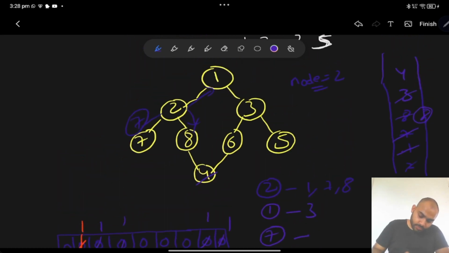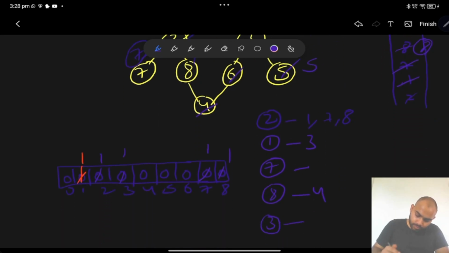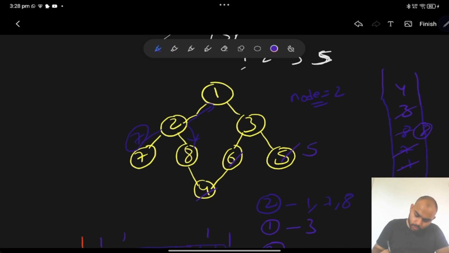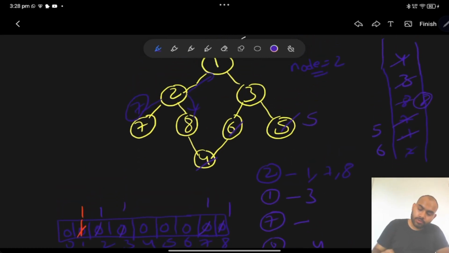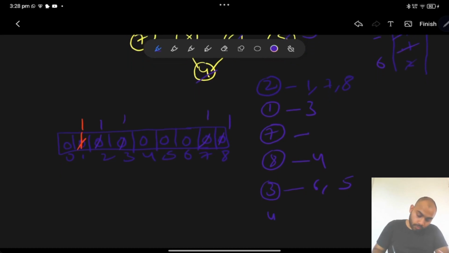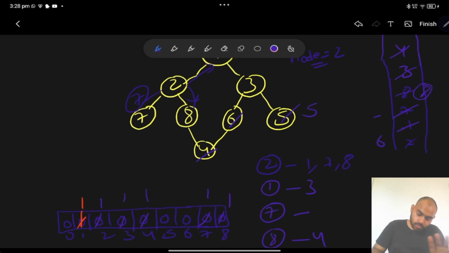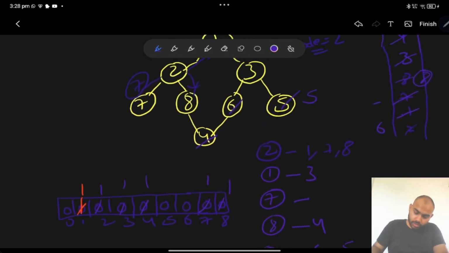What are the neighbors of 3? That is 1, already visited, 6 and 5. We'll push them inside, 6 and 5. Now we'll take 4, and mark it visited. Neighbors of 4: 6 was there, 8 was there, but they're already visited, so we don't have any other neighbors. So that's done for it.